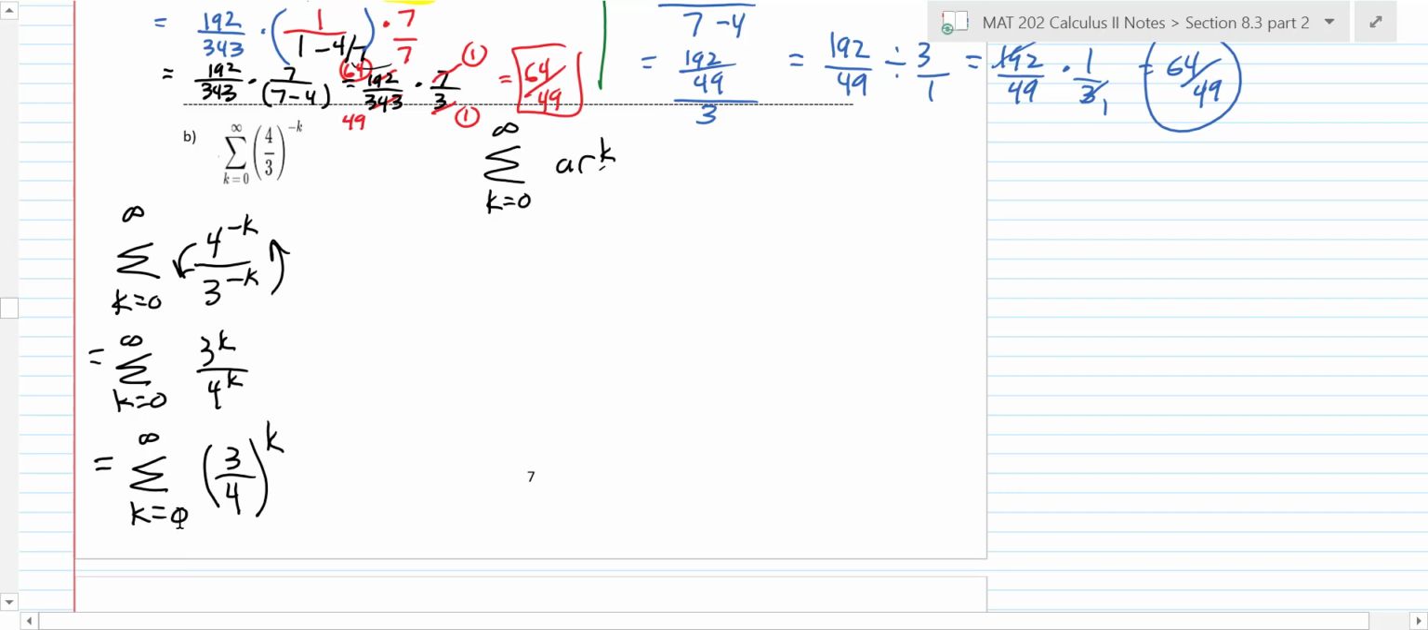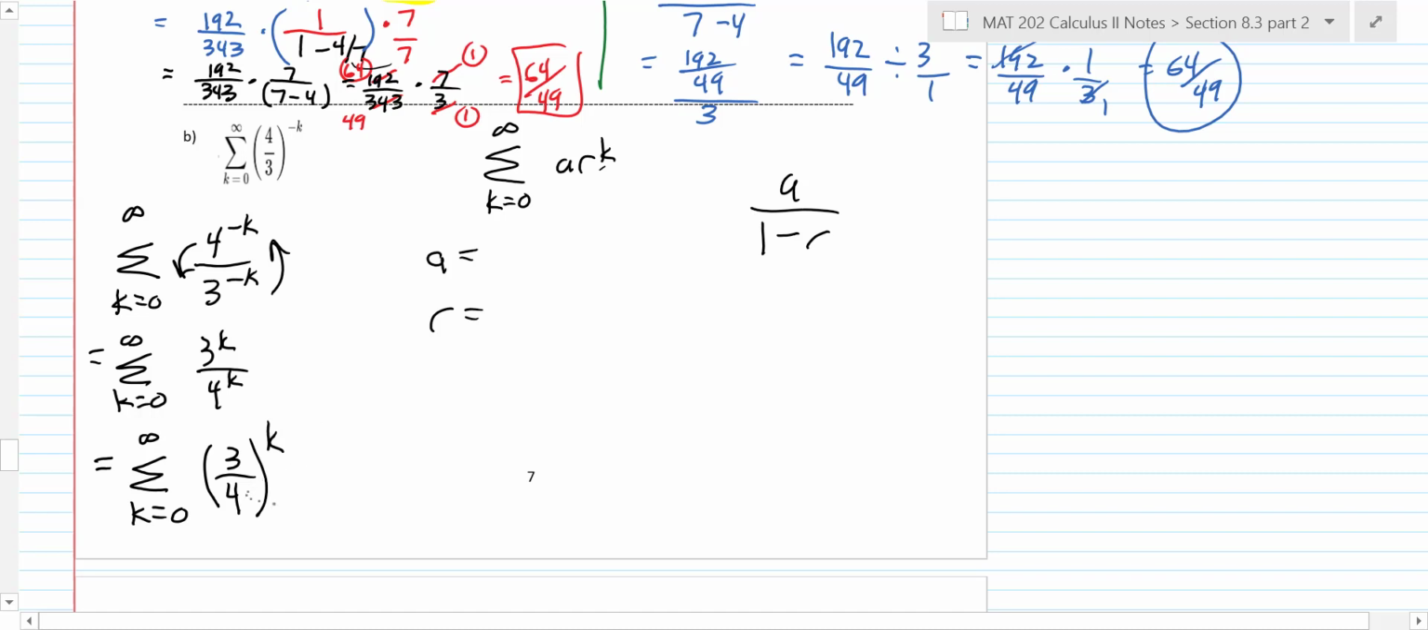That ratio is 3/4, and that's between what two numbers? I got -1 and 1. So it does converge. So that means we can now figure out our answer. We just need to know what A is, and we need to know what R is. Then we need to apply the formula A over 1 minus R to get that sum.